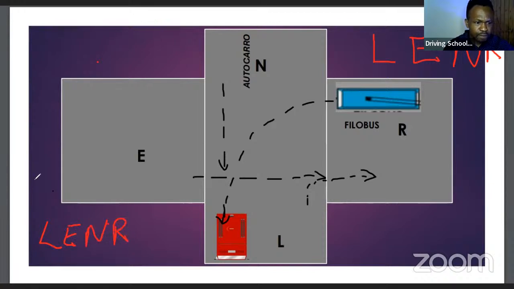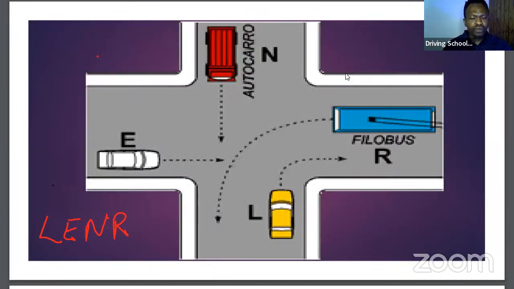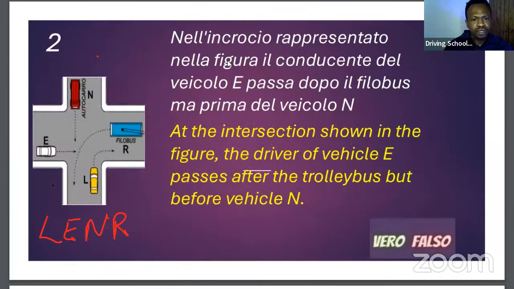L-E-N-R. So this is the order of precedence. Okay, but what is the question saying? The question says, "Nell'incrocio rappresentato nella figura, il conducente del veicolo E passa dopo il filobus." That is to say, vehicle E will pass after the filobus. Therefore, the filobus is the first to pass before vehicle E.